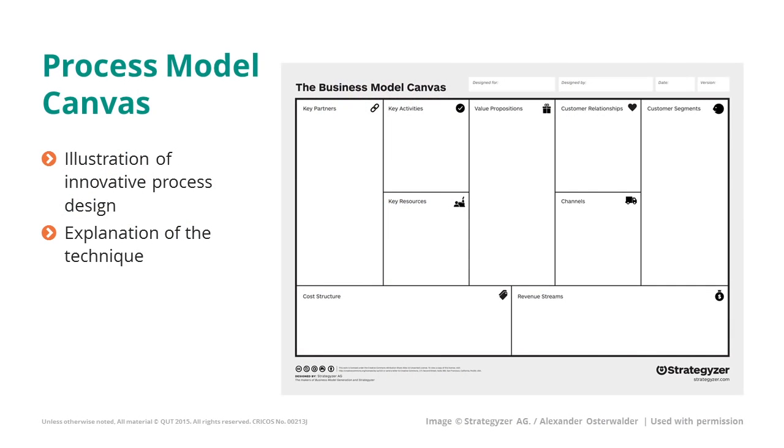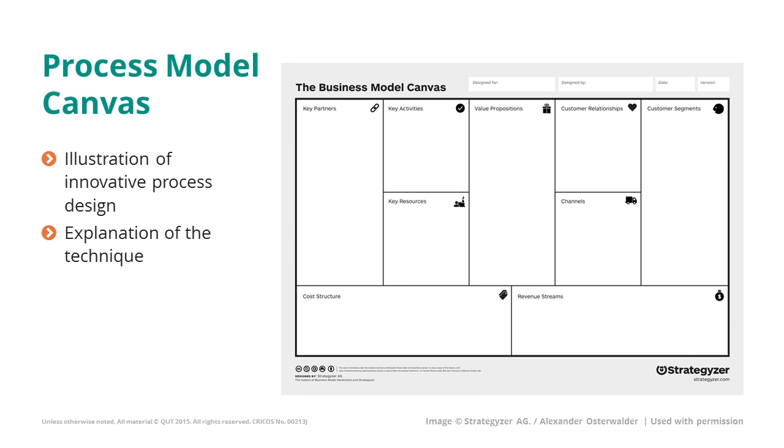I'm going to give you an explanation of the technique, and in the next section we are going to actually apply it to a big example. The process model canvas is actually what you see here, and it may be a bit overwhelming when you see it for the first time. You see different boxes there, but in essence it is about the following.